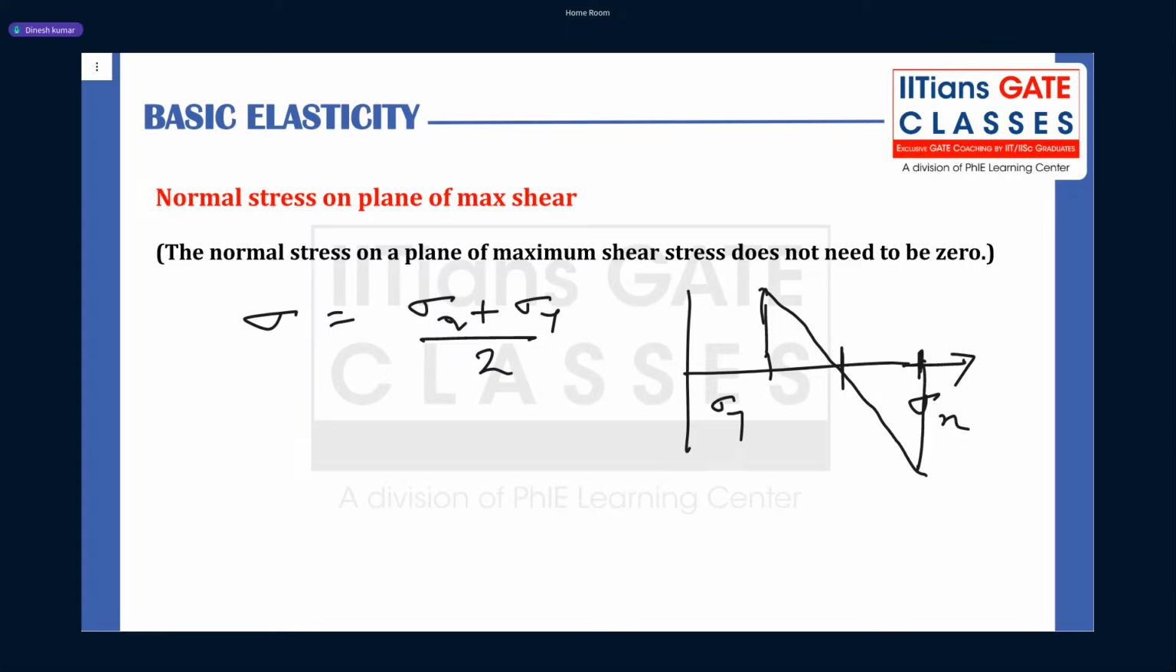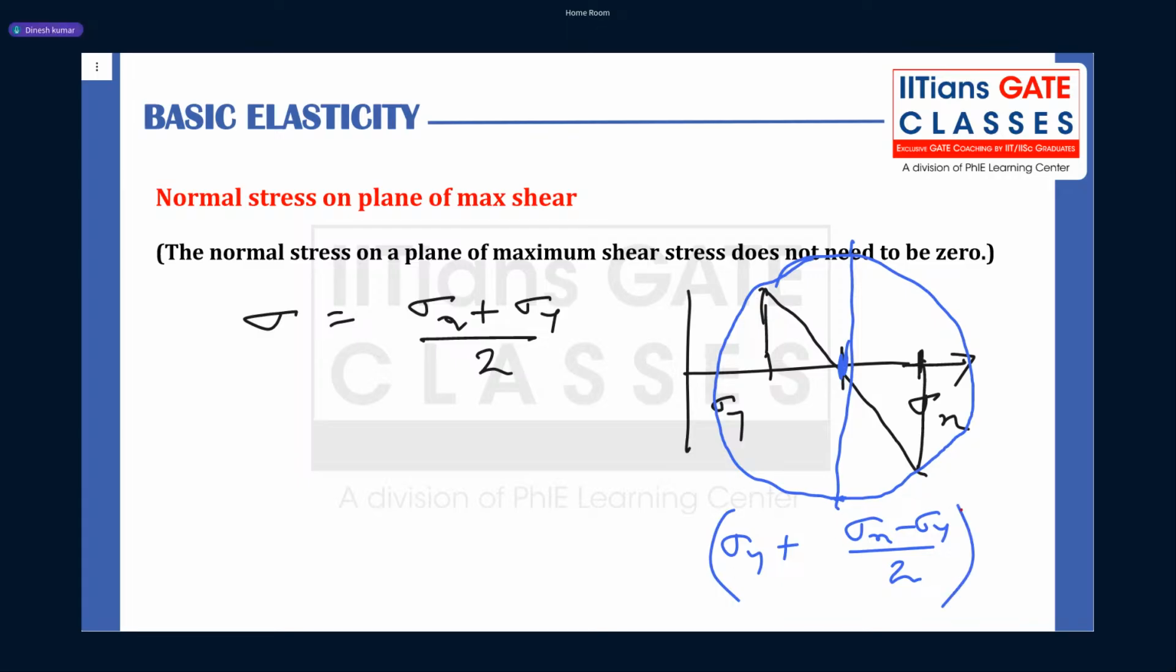Okay, because guys, when you draw Mohr's circle, you will see this is the center of Mohr's circle, and corresponding to the center of Mohr's circle you will have maximum shear. Now the center of Mohr's circle, if you find, it will be nothing but sigma y plus (sigma x minus sigma y) by 2. Clear? Is it clear, Raman, now? Why it is plus, Tarun? So the normal stress on the plane of maximum shear, not necessary to be zero, is given by sigma x plus sigma y by 2.